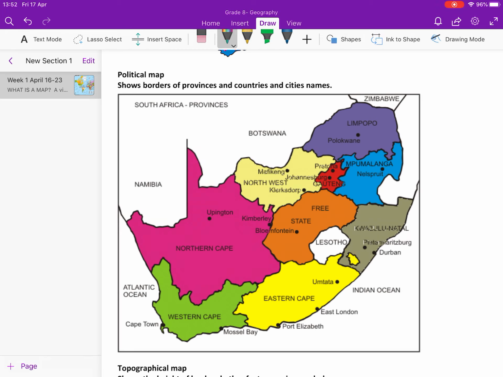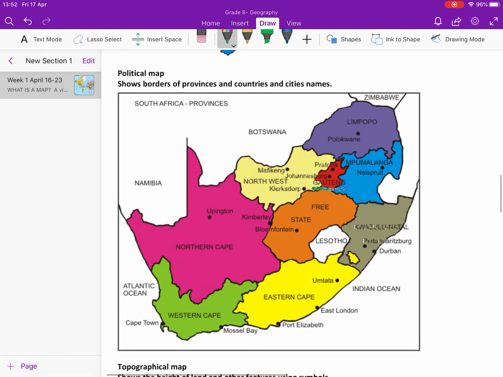So if we look at Gauteng, there's Gauteng. That's a very ugly line that I drew. Okay, there's Gauteng, and the capital cities in Gauteng are over there. You can see the capital is Johannesburg, and then we have Pretoria there as well. We can see the border of where each province ends, and we can also see the border of South Africa running along here.